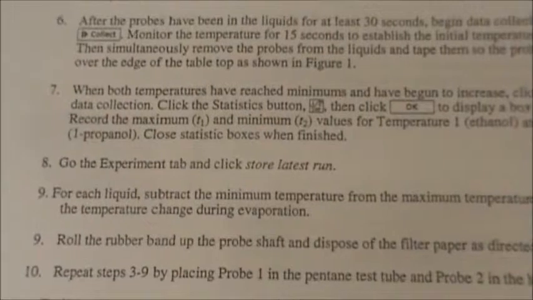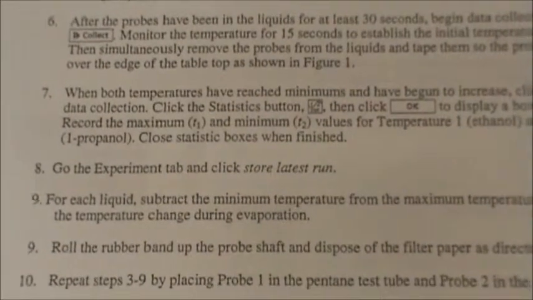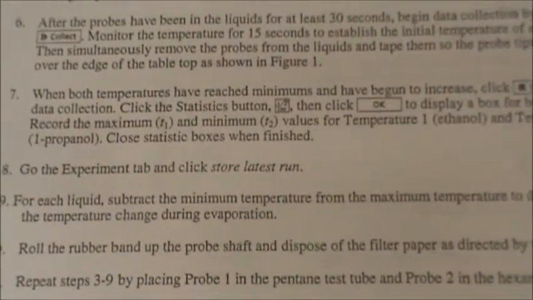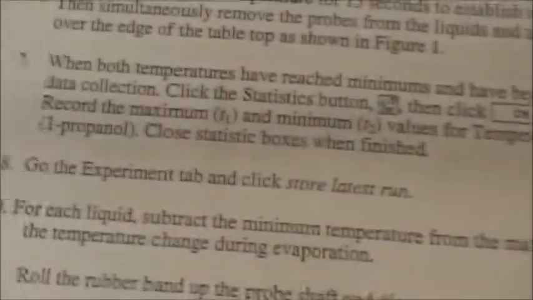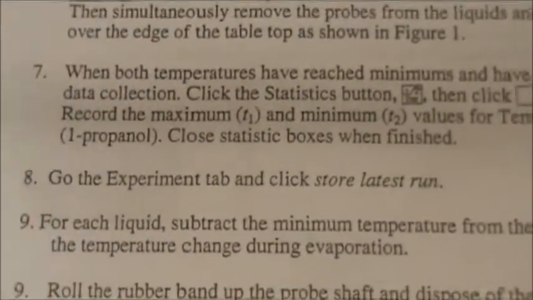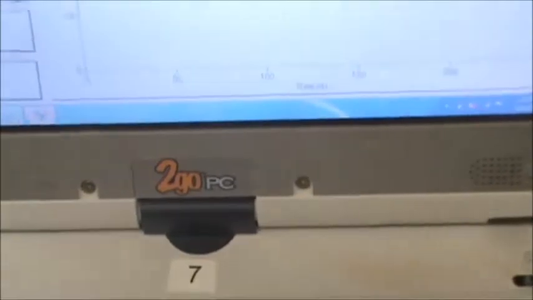In step number 7, it says when both temperatures have reached minimums and have begun to increase, click the stop button. All right, that's what it says right there to end data collection. Click the statistics button. So that's what I'm going to do right now. I'm going to click the statistics button, and we're going to see a little dialog box pop up. It's going to ask us which temperatures, so I'm going to click on both of them.